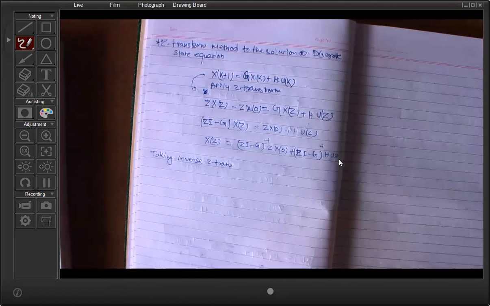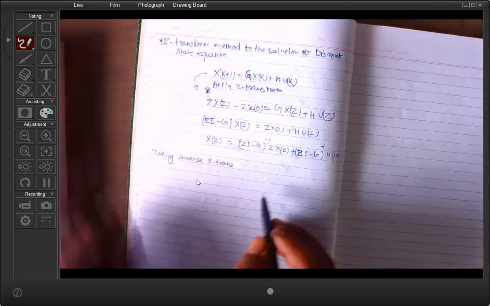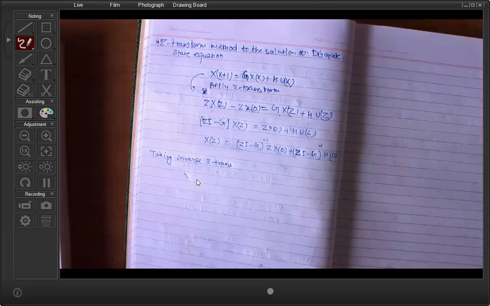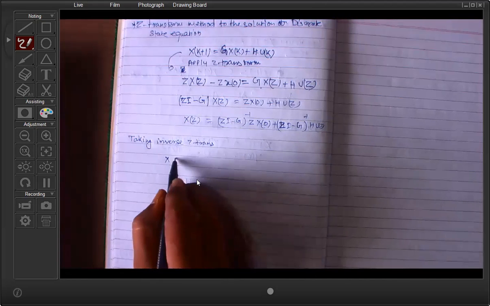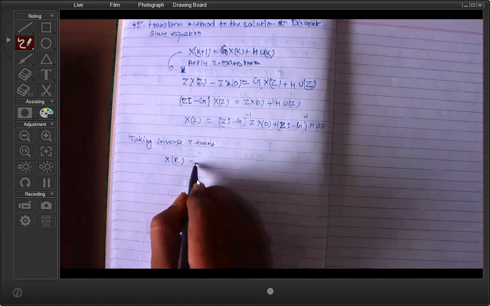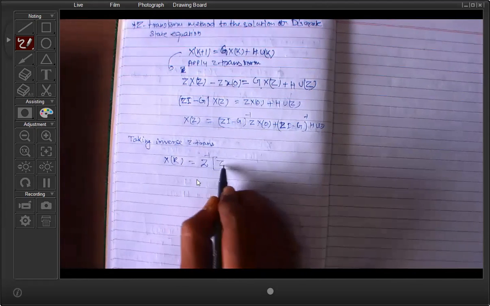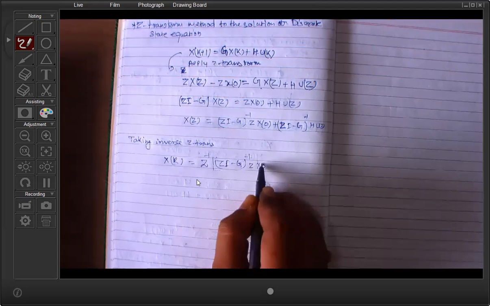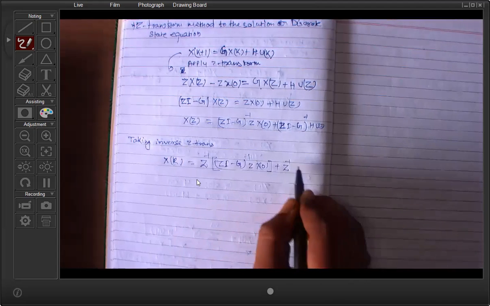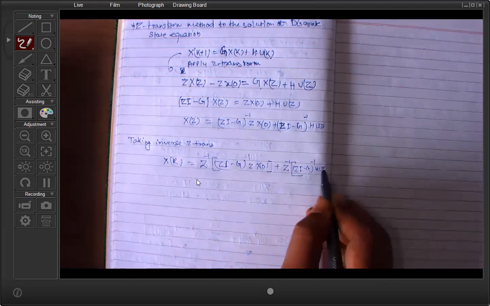plus (zI minus G) inverse H U(z). Now if you take the inverse Z transform of the given equation, then the solution of the state variable x(k) is equal to the inverse Z transform of (zI minus G) inverse z x naught plus the inverse Z transform of (zI minus G) inverse H U(z).